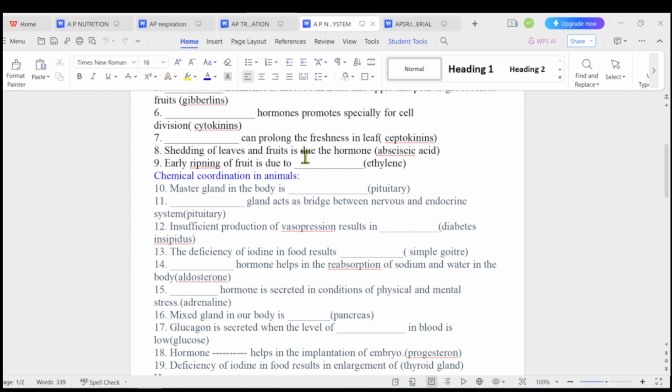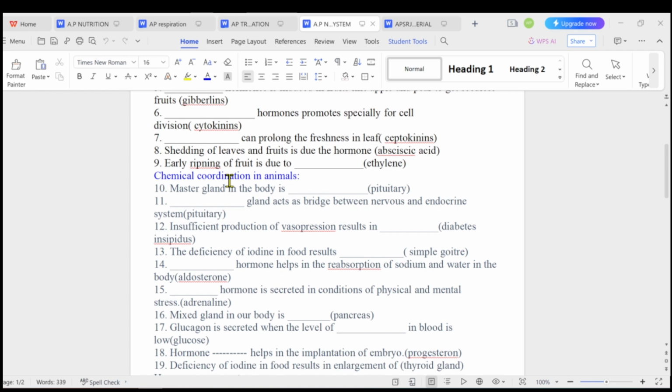Next, shedding of leaf and the fruits is due to the hormone. Shedding of leaf means the falling of the leaves and the fruits. You might have observed the premature. Mostly we will observe in the mangoes, the premature small baby fruits will fall down without maturation. So this is due to the abscisic acids. And every day you might have observed many leaves fall from the plant. This shedding of leaves and the fruits is due to the abscisic acid.